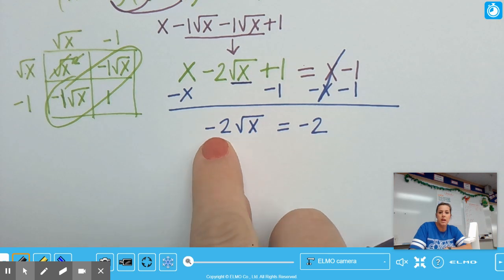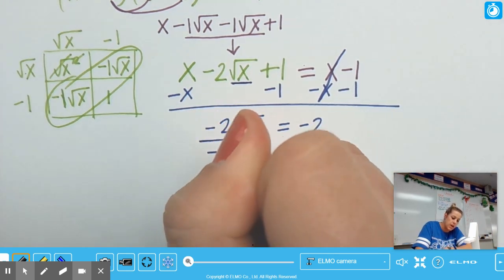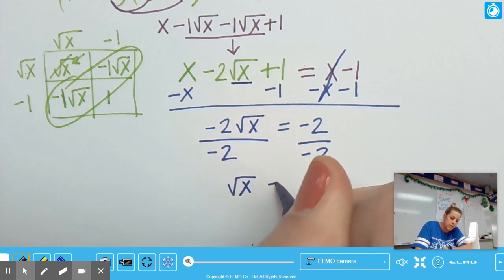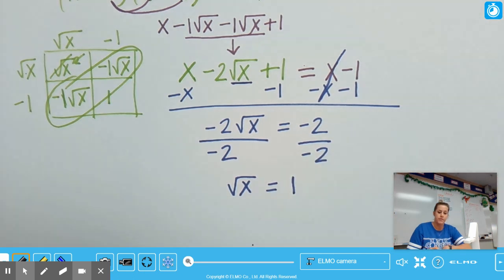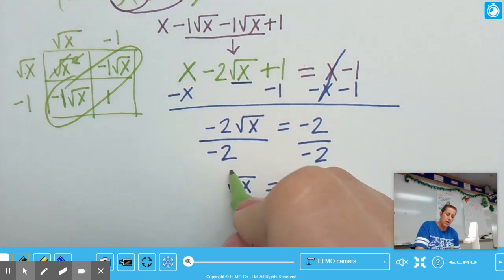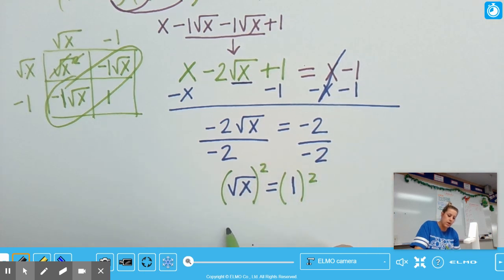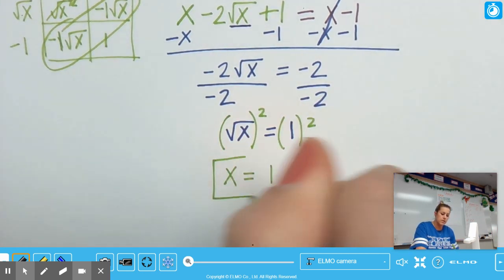Well, this means -2 times rad x, so I'm going to divide by a -2 to get rid of the -2. So -2 times -2 is a positive 1. And now I'm going to square both sides to get rid of the radical. So now I get x equals 1 times 1 is just 1. So here is my answer.